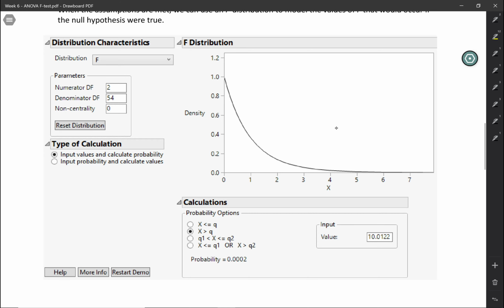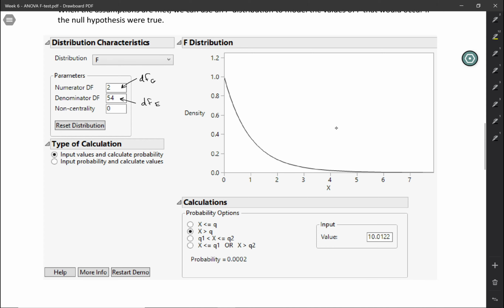Just like the t distribution, there are different versions of the F distribution depending on the degrees of freedom. And actually the F distribution depends on two different degrees of freedom. One that JMP calls the numerator degrees of freedom. This is our degrees of freedom for groups, and it's called numerator because it's in the numerator of the F statistic. And then denominator degrees of freedom, this is our degrees of freedom for the error.